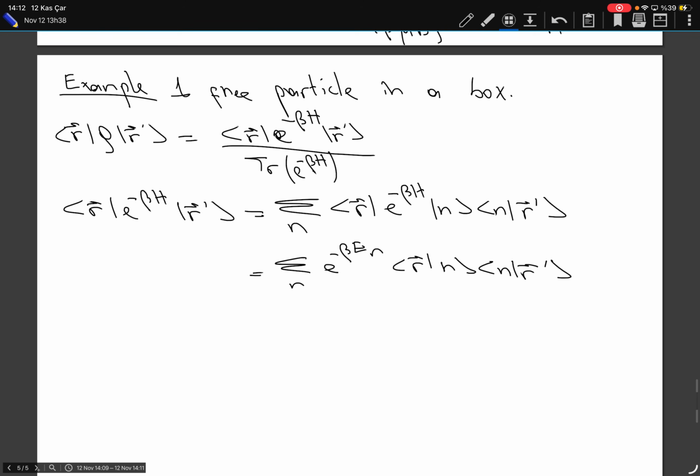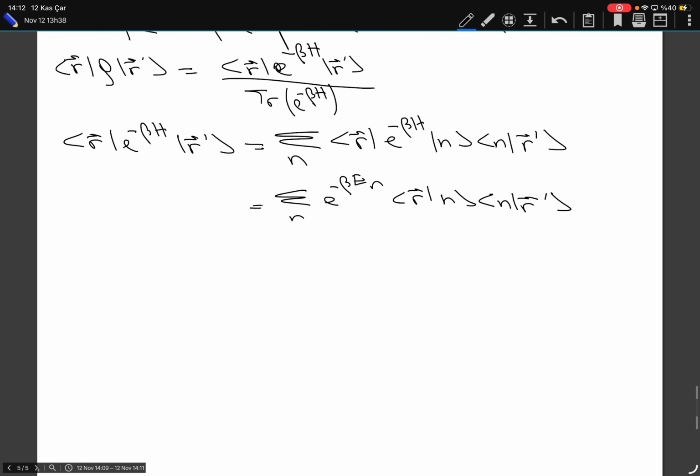Take the low temperature limit, everything will die off. The part that doesn't die off so fast will be your ground state. But let's stick with our free particle in a box. Now, what are my energy eigenvalues and energy eigenstates? My Hamiltonian is just p squared over 2m.